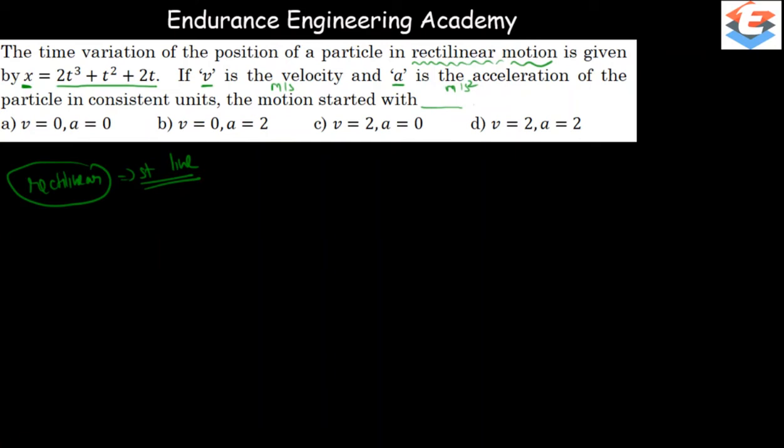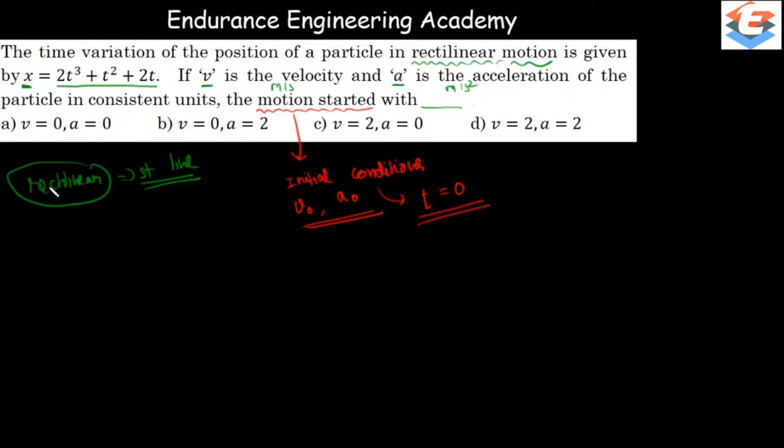So what does this word indicate? Motion started with means what? They are asking us to find out the initial conditions. Initial conditions means what? They are asking us to find out what is v naught and what is a naught. When the motion is started, what is going to be the velocity and what is going to be the acceleration. Initially when motion is starting, what will be the time taken? Time taken is going to be 0, right?